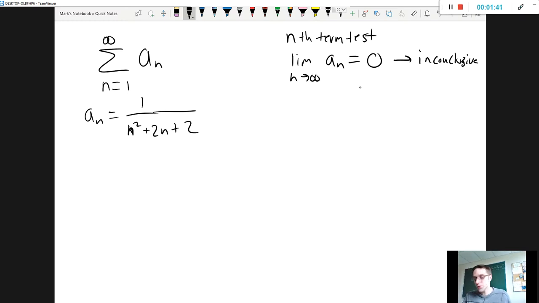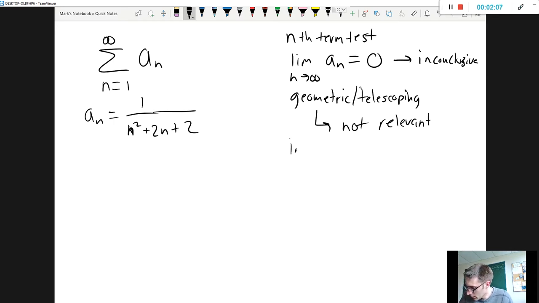All right, we also talked about geometric and telescoping series. And that was a very specific class of series where we could actually find a nice formula for the partial sums, but it does not appear that this one is going to fit in those categories. So that's not relevant here.